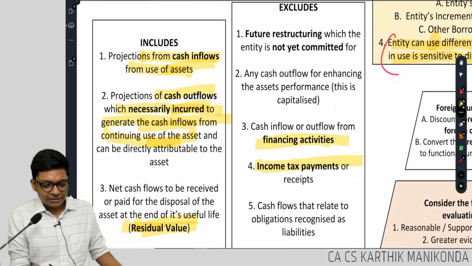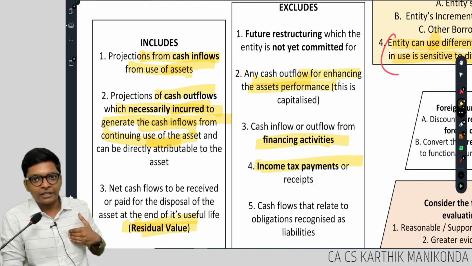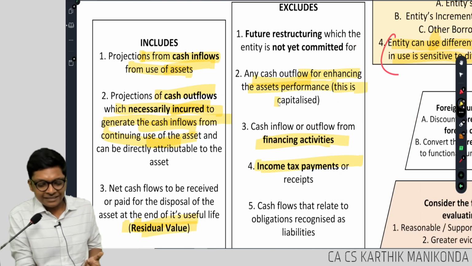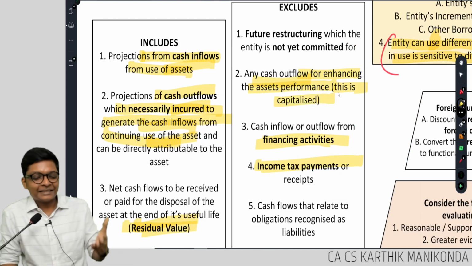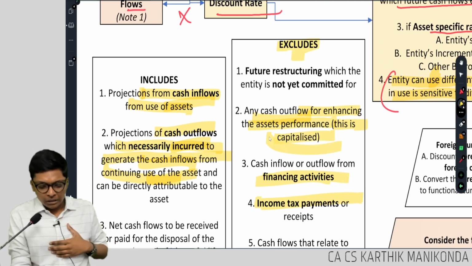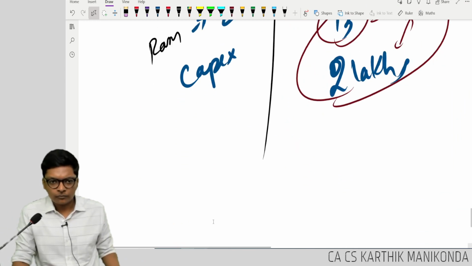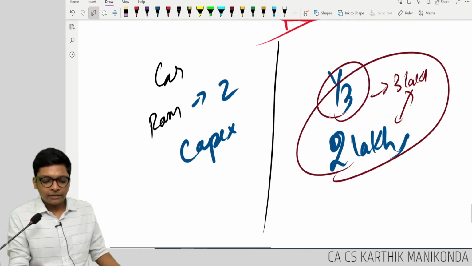Another point, look at this. Any cash outflow for enhancing the asset performance is the term they use in the book, but it's nothing but this, which is capitalized. So it is excluded. Don't learn the exclusions as points. Learn this so you know it is excluded. Are you following, guys? This happened in year 3.